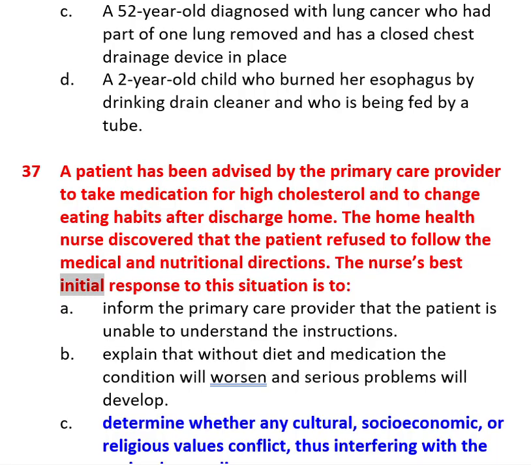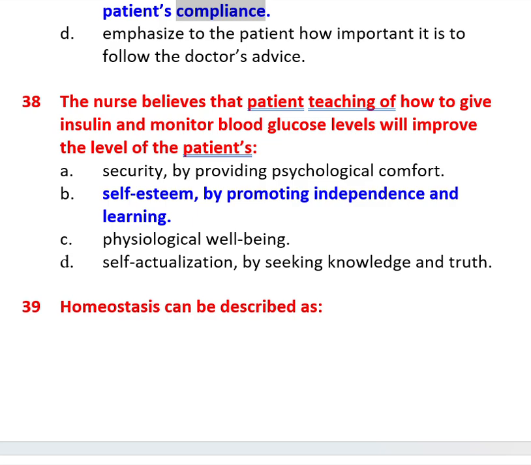The nurse's best initial response to this situation is to inform the primary care provider that the patient is unable to understand the instructions. Explain that without diet and medication the condition will worsen and serious problems will develop. Determine whether any cultural, socioeconomic, or religious values conflict, thus interfering with the patient's compliance. Emphasize to the patient how important it is to follow the doctor's advice.